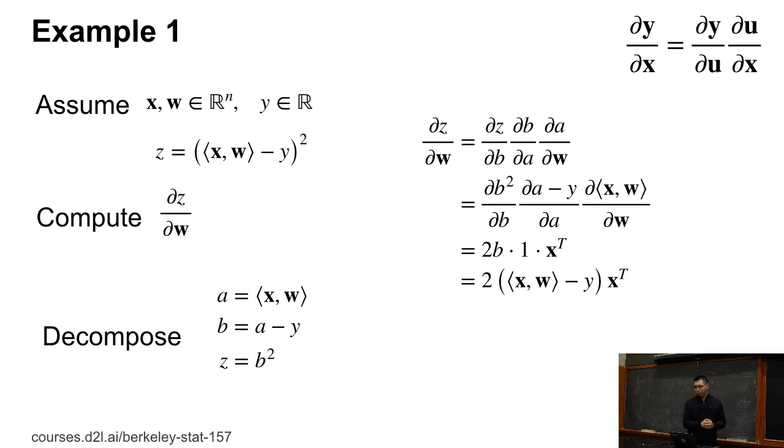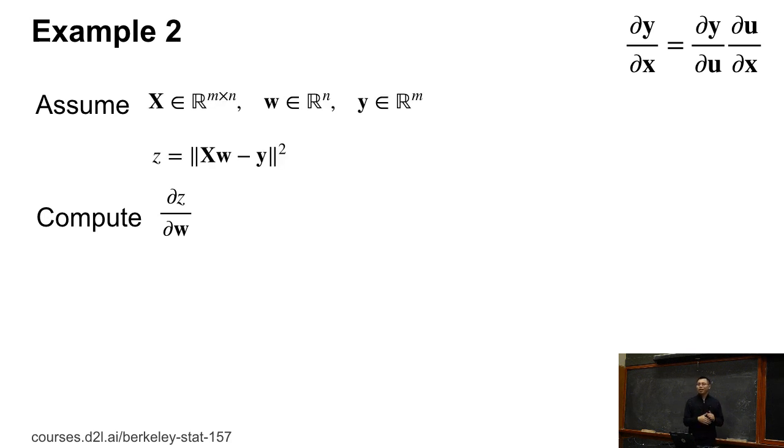Partial z over partial w can be written as three terms. The first term is partial b squared over partial b, which gives you 2 times b. The second term is a constant, it's a constant 1, actually. The last term we already talked about in the last lecture, the inner product between x and w. So we get the x transpose here. We substitute the definition of b into this equation. We get the final results. So to apply chain rule to any expression, the key is that we can decompose the expression into multiple basic operations and apply chain rule accordingly.